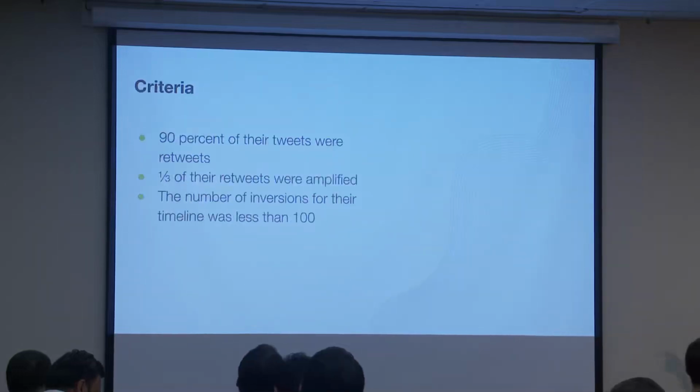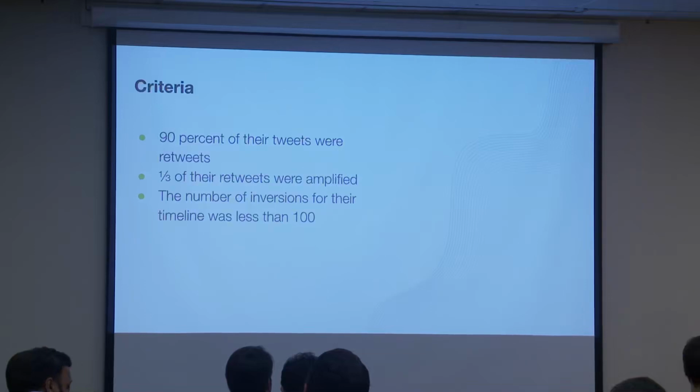So our criteria for actually labeling an account as an amplification bot was to see if more than 90% of their tweets on their timeline were retweets. I told you before that most people had about 41%, so we doubled that to be safe. And then again, we looked for if more than a third of their tweets were amplified, again, having more than that 5-to-1 ratio. And then lastly, we tried to order their timeline and see how many shuffles we'd have to do to actually produce a chronological timeline.